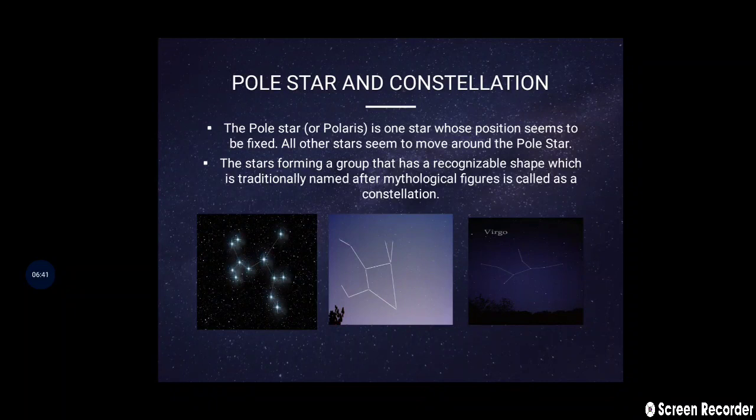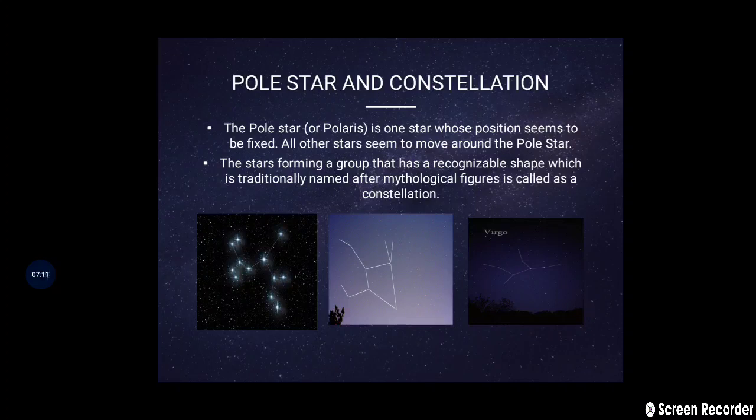Very interesting topic now. The pole star, Polaris, is one star whose position seems to be fixed. All other stars seem to move around the pole star. Stars forming a group that has a recognizable shape, which is traditionally named after mythological figures, is called a constellation. Now, first talking about the pole star. The pole star is only visible in the northern side, or the northern hemisphere.